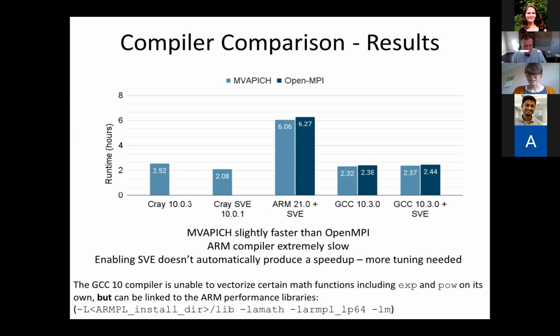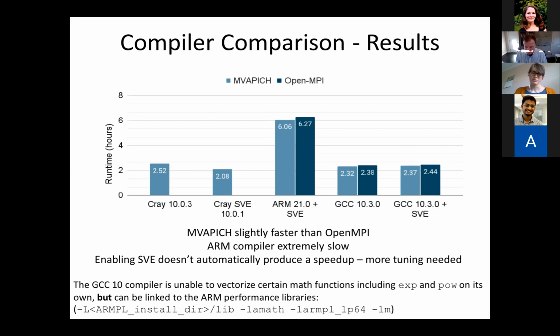But we don't expect to get any speed up faster than the speed up we got with the Cray SVE compiler, because that can vectorize these math functions, and if GCC could vectorize them too by linking in the ARM libraries, we don't expect it to give us anything faster than that. So we need to go in manually and tune our code.